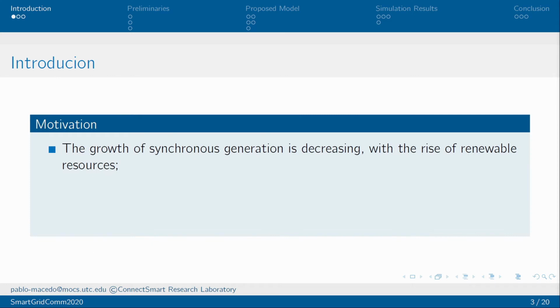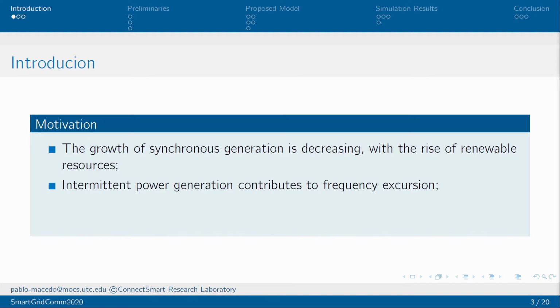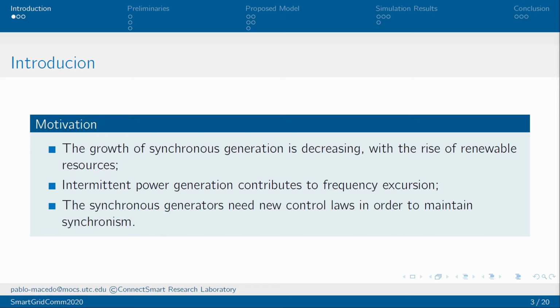Our motivation for this work is to address the integration of inverter-based renewable energy resources on the power grid. As we know, frequency excursions happen in a transmission system when you have sudden or large changes in power. As renewable generation is inherently intermittent, it's reasonable to assume that a transmission system with high penetration of those resources will be more stressed. And therefore, in the future, generators will need new control laws in order to keep synchronism between each other.